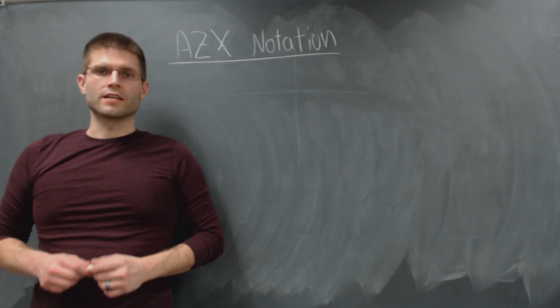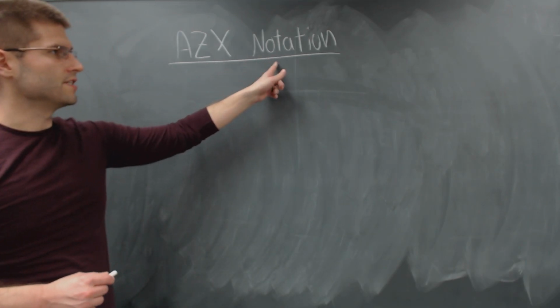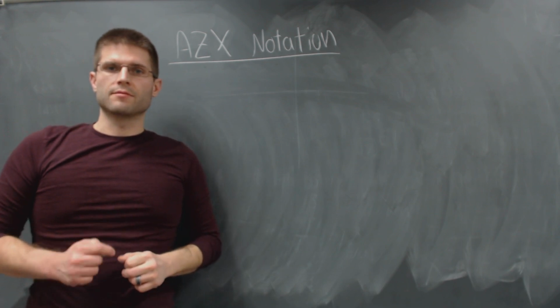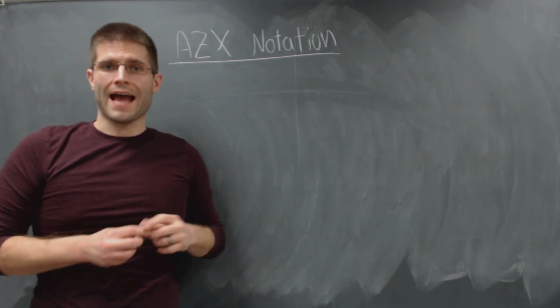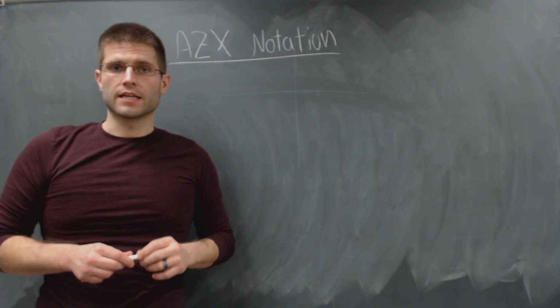Hello, in today's video we're going to be talking about the AZX notation. Now this is a notation that chemists can use in order to identify certain properties of a specific atom or element found on the periodic table.